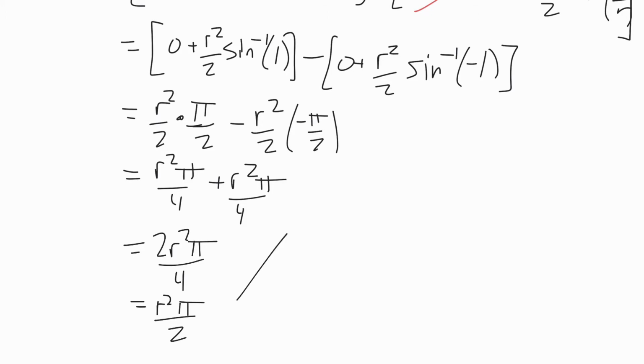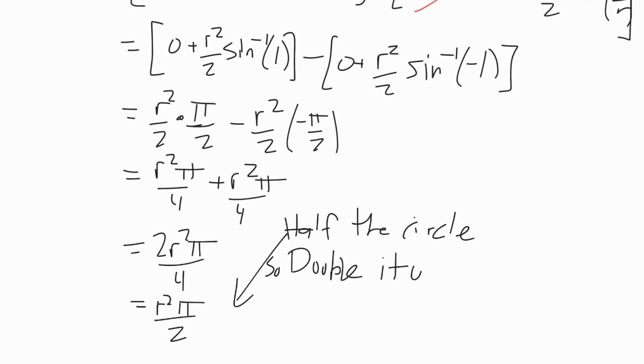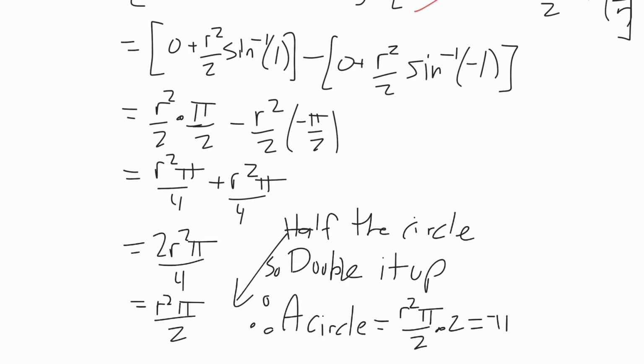Well, this is half the circle. So we need to double it up. Therefore, the area of a circle is equal to pi r squared over 2 times 2, which is your familiar pi r squared. And so if you've ever wondered why the formula is pi r squared, this is the answer. You do an antiderivative, you plug in all these values, you work out the algebra, and you get pi r squared.